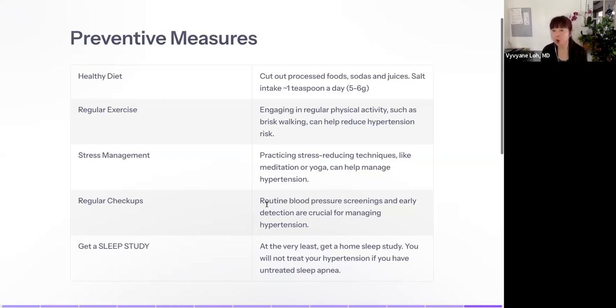Most importantly, this always gets missed, so I'm going to emphasize this. Get a sleep study. Even if you're not snoring, even if you don't have obesity, even if you don't have a high BMI, get a sleep study because I find so many people come to me and they've had high blood pressure for years and they're on 3 medications and still their blood pressure is not well controlled. And when I checked, they've never had a sleep study done. So when I send them, inevitably they have sleep apnea that's not being treated.